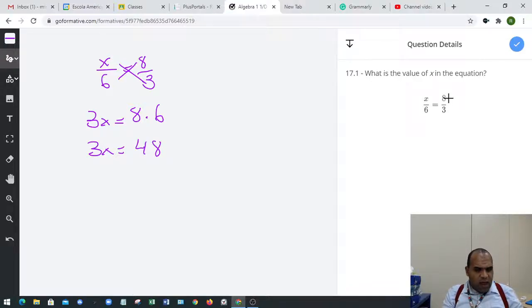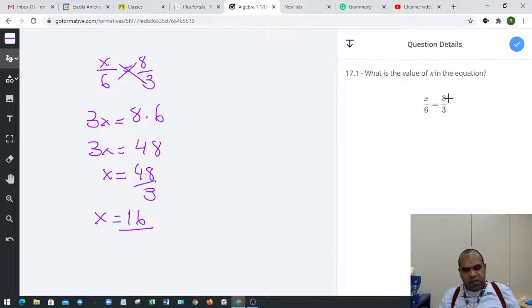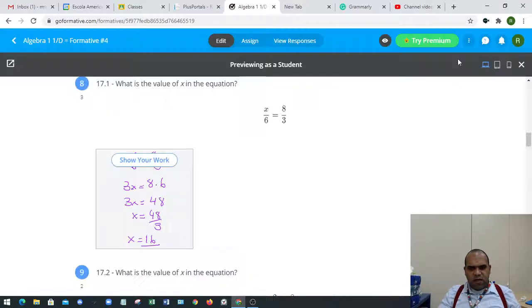Okay, x equals 48 divided by 3. I can solve it, really simple. Here it is 16. 3 times 6 is 18, carry 1. 3 times 1 is 3, plus 1 is 4, so 48. Great, done with this one.